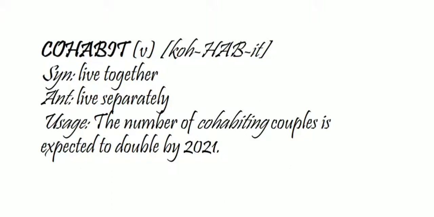Cohabit is a verb which suggests living together, and the opposite of cohabit is living separately. How we can use cohabit: the number of cohabiting couples is expected to double by 2021. So the people who live together are expected to double by 2021. We use the preposition by to refer to the time, the year.